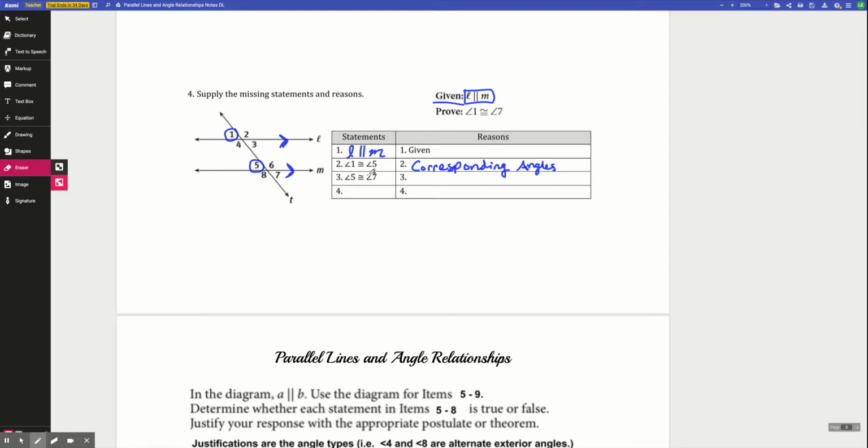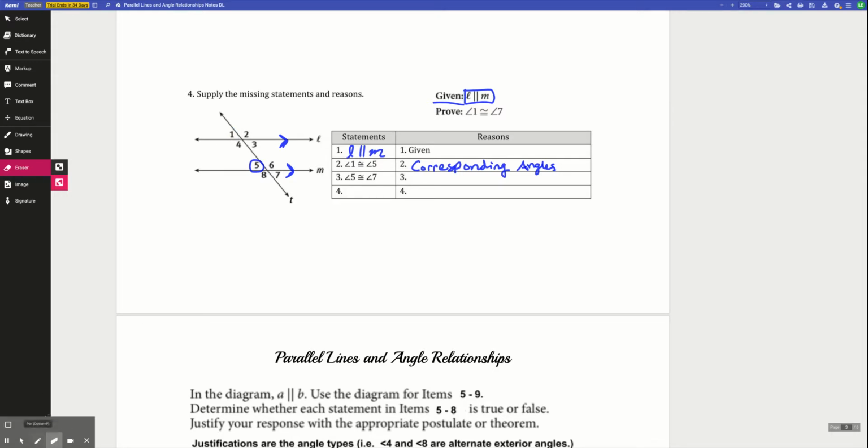Okay, then step 3, right? And remember, this only works because the lines are parallel, right? If you remember from the notes video, if we had these lines that were not parallel, we wouldn't be able to use this reason. Okay, all right, then statement 3 says angle 5 is congruent to angle 7.